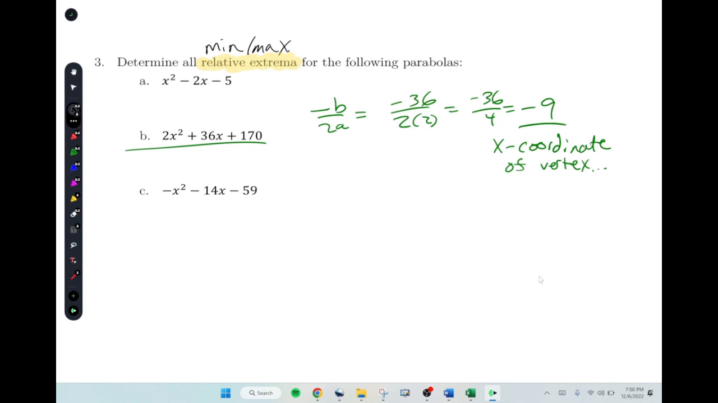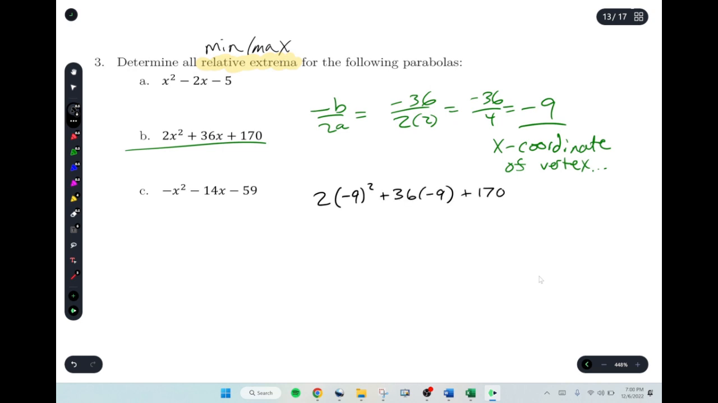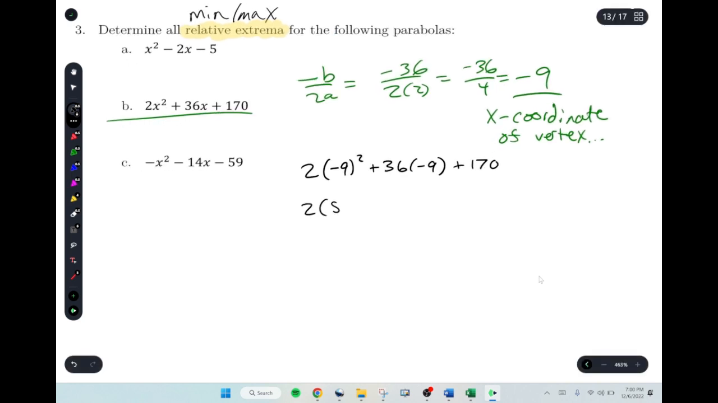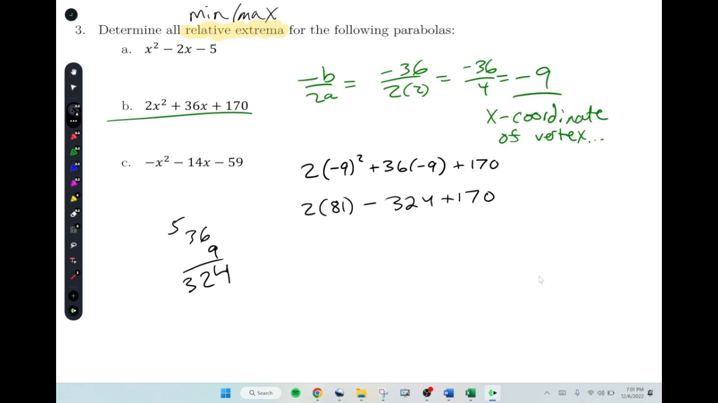Oh, this one's going to be so bad. Oh, no. 2 times negative 9 squared plus 36 times negative 9 plus 170. I'm so sorry. It won't be that hard on the test. I just made these numbers up. 2 times 81 minus 3... What's 27 plus 5? 32. Just do it. Anybody know? No calculators. We're not doing that.